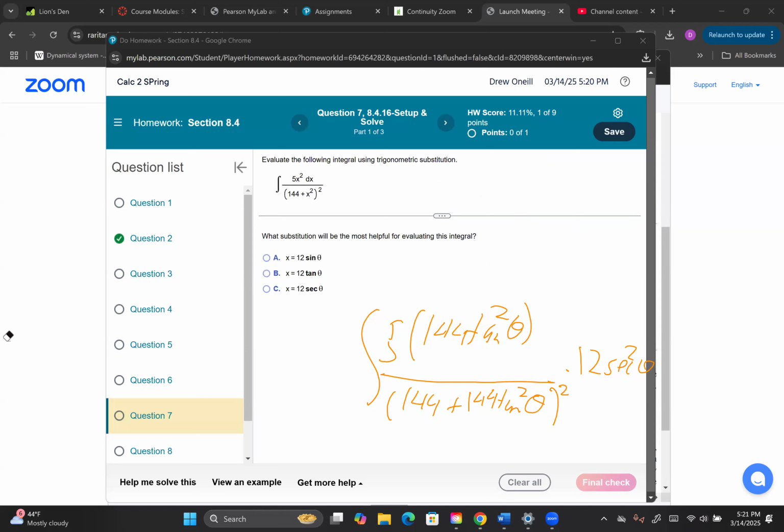Okay, well, what do we do? I don't know. Let's see. We have, well, I don't think we need the 5, but we have 144. 60. Gosh, this one looks rough, right? Let's see.